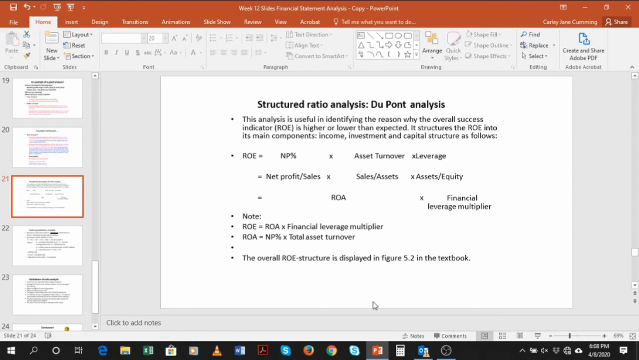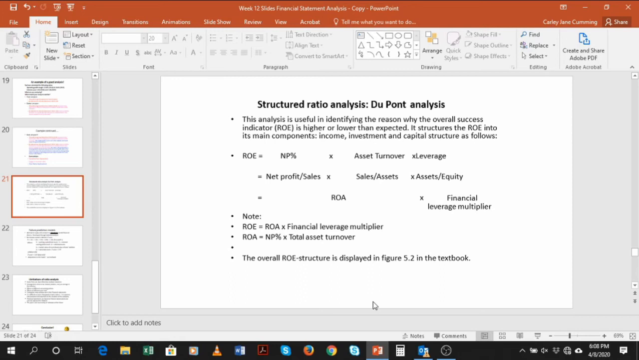So far, we have examined a number of important ratios and analyzed them by comparing them to both ratios from previous years and industry averages. So we can combine these ratios to obtain an overall picture of the company. This is referred to as a structured analysis. So the first structured analysis we are going to look at is the DuPont analysis.